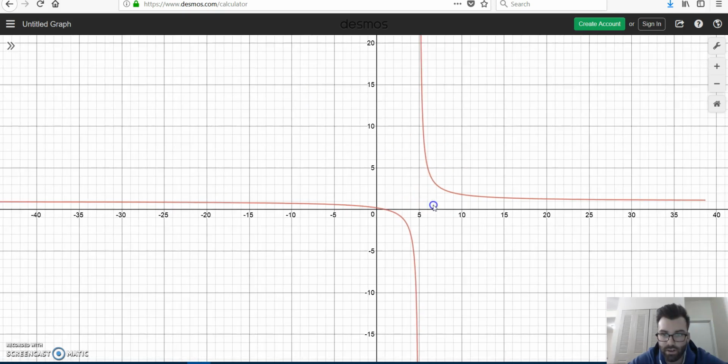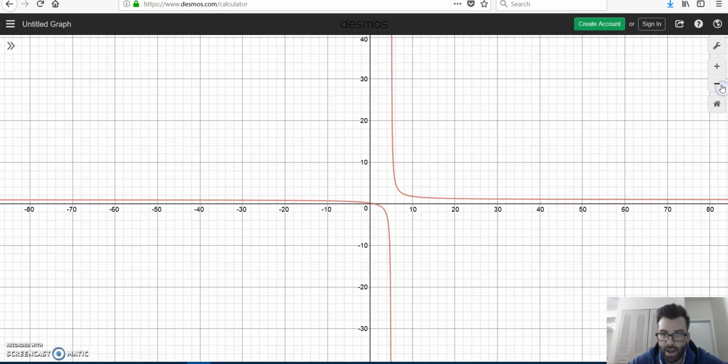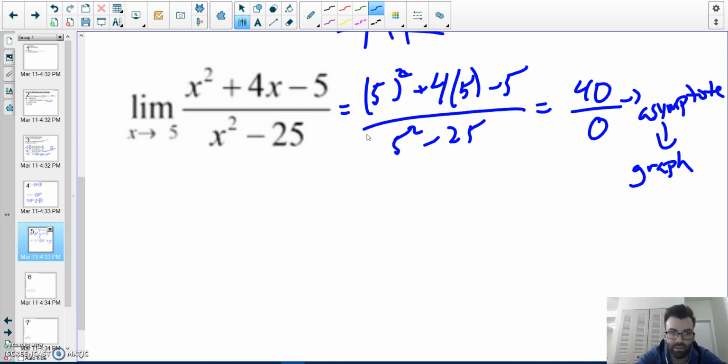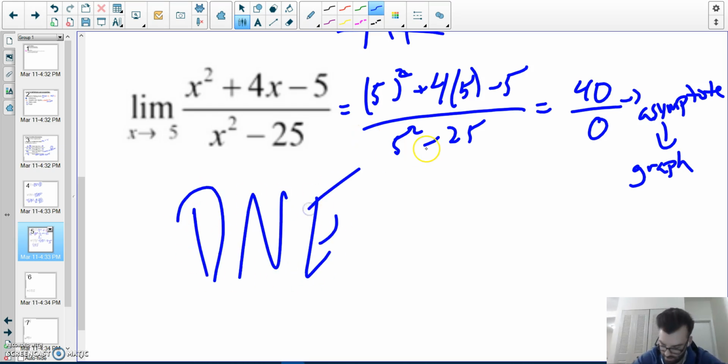So if we look at this function here, all right, at x equals 5. Whoops, I want to zoom in a little bit more. At x equals 5, what's happening? Well, from the left, I'm going to negative infinity. And from the right, I'm going to positive infinity. Well, if my left and right limits do not match, okay, that means what? That the limit does not exist.